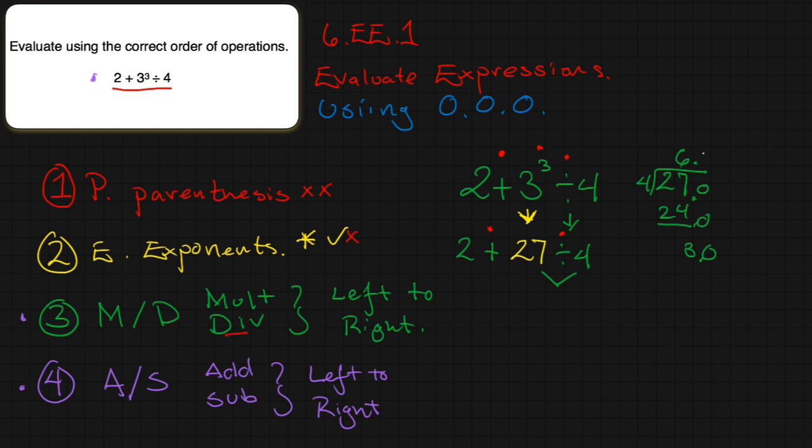4 goes into 30... wait, what did I just say? 7 times, right? 7 times 4 is 28. I have a remainder of 2. Pull the curtain back again. 20. 4 goes into 20 five times. So here we get 27 divided by 4 is 6.75, or 6 and 75 hundredths.